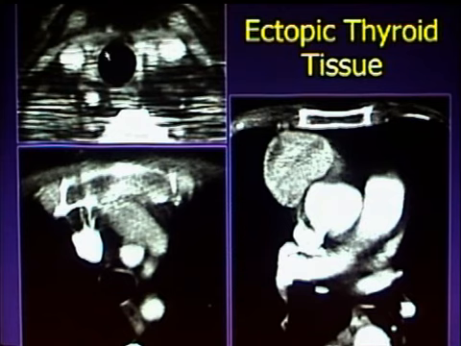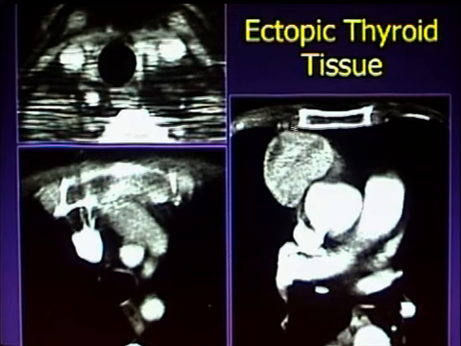Here's a patient. I'm showing you the image from the neck to reassure you that in fact the normal thyroid tissue on the right is where it should be. There's scant tissue on the left. As we move down, there's no connection or extension of this tissue into the mediastinum.